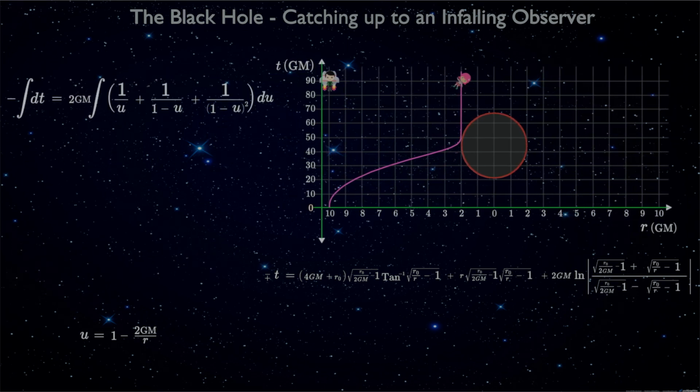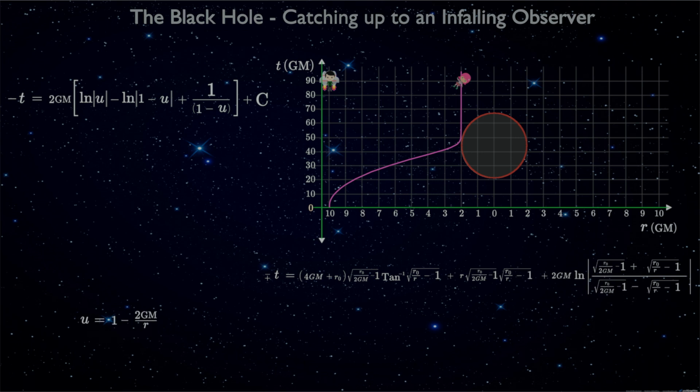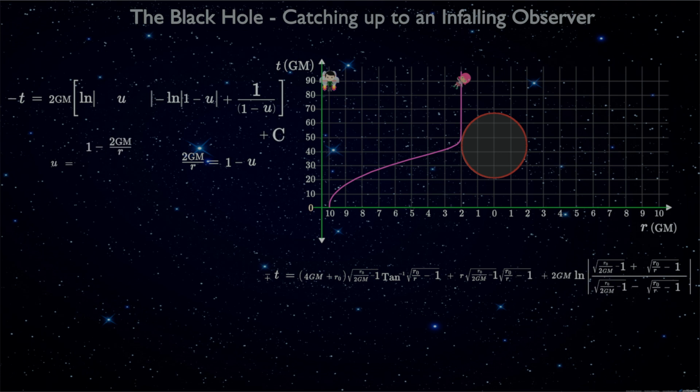This equation is easily integrated by inspection. The left-hand side is just negative t. The first term on the right is ln u. The second term on the right is negative ln of 1 minus u. And the last term on the right is just 1 over 1 minus u. And let's not forget the constant of integration at the end. Now let's substitute back in what u equals in terms of the Schwarzschild radius r. Let's clean things up a little bit.